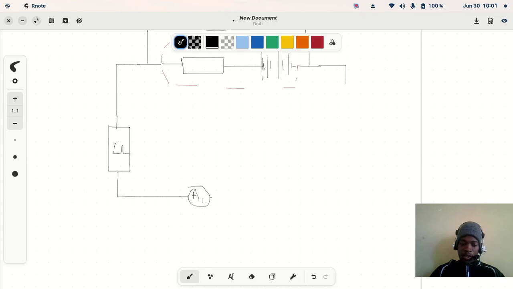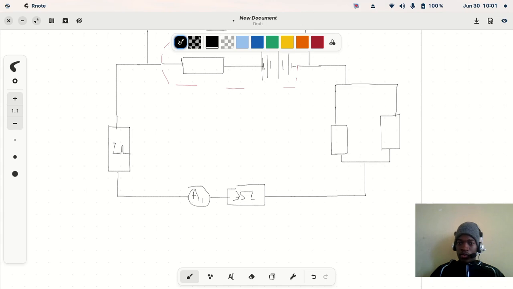Maybe that would be A1, and then we're going to have maybe another resistor of 3 ohms, for instance, and then let's maybe even add a parallel combination here. We're going to work on a parallel combination. We'll put in a parallel circuit there, and then we'll close that off like so.